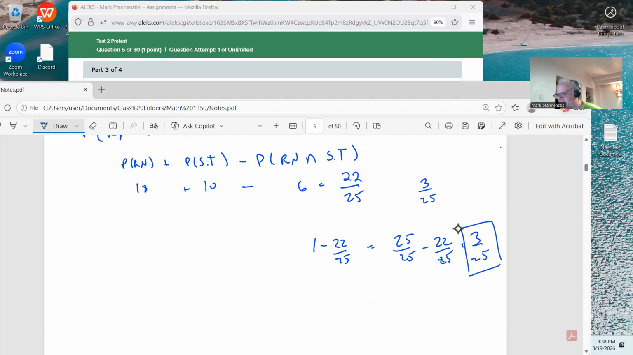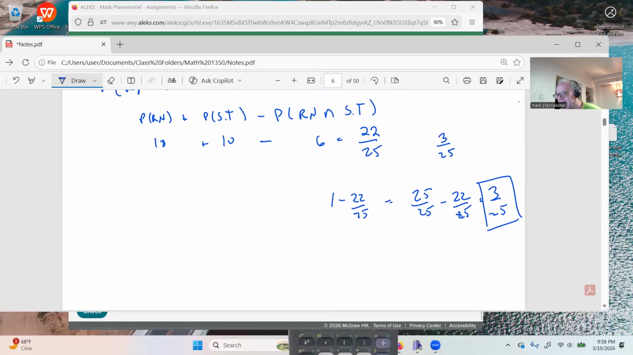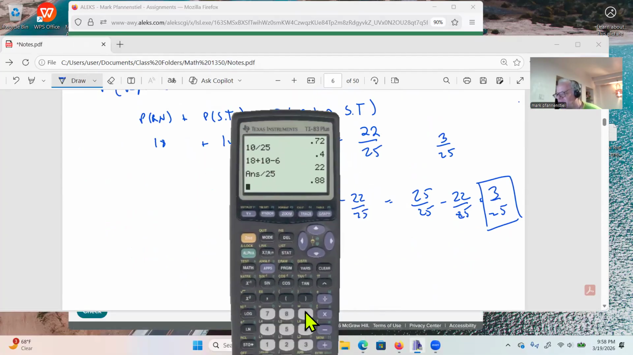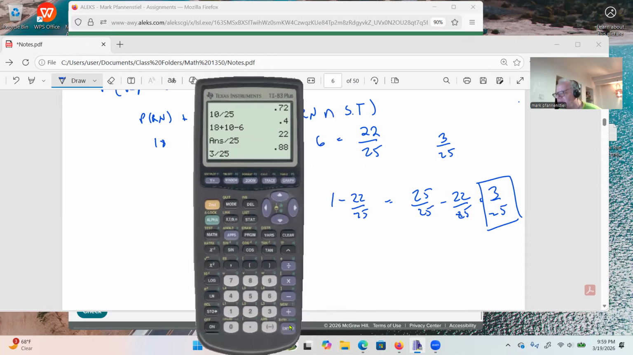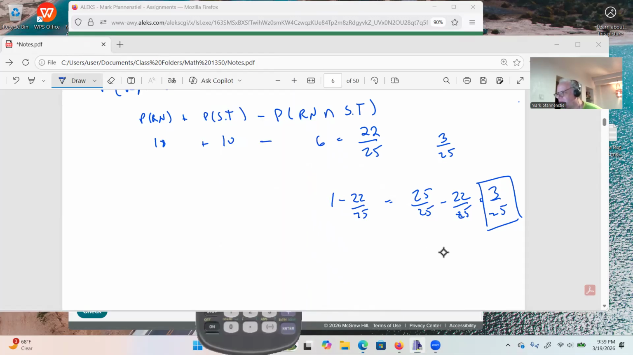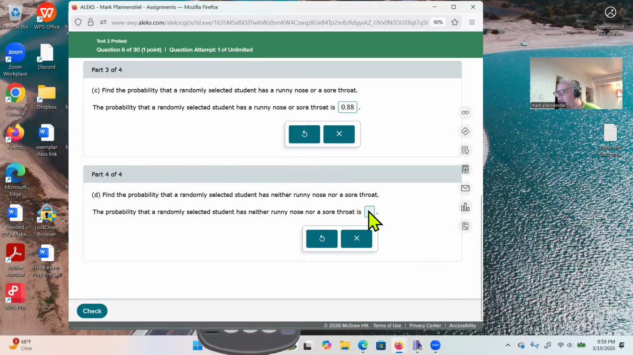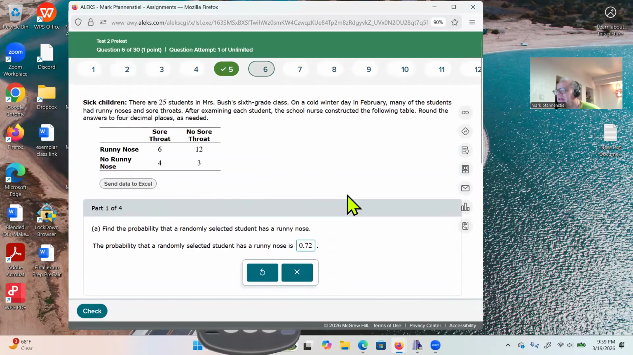I kind of like this because I figured it out two different ways and I got the same answer, which makes me really confident that I'm getting the right answer on this problem. So this is going to be 3 over 25. So 3 divided by 25. There we go, and we'll hit equals for that one. And 0.12. Okay, so we'll go ahead and write that down. So this one was 0.12. All right, so there we go.